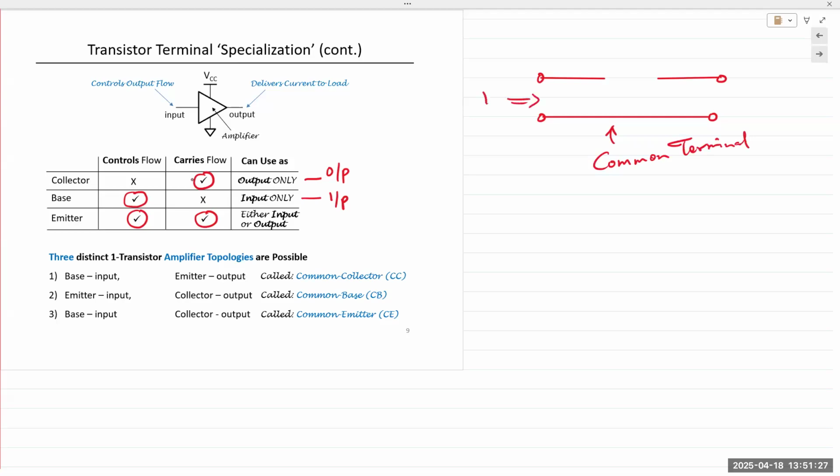This is the input. That's the output. So one of the terminals has to be common to both the input and the output side. Depending on which terminal that is, we call it common collector, common emitter, or common base. By far, the most common configuration is the common emitter, CE mode. Okay, common emitter mode.